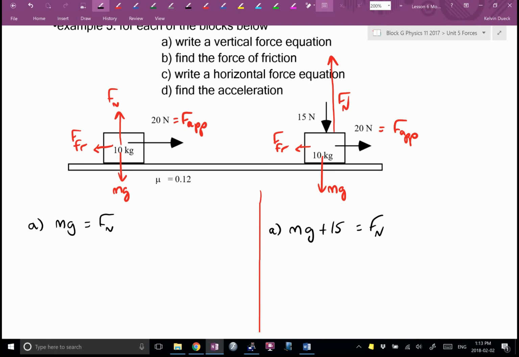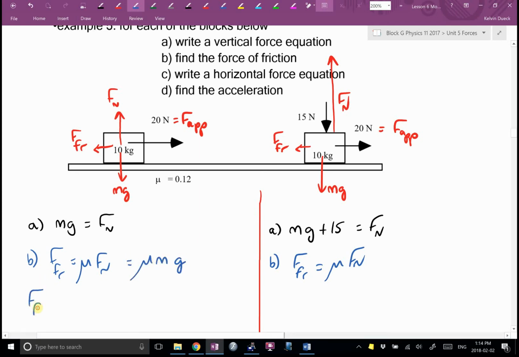Chloe, what does B want me to do? Tristan, friction is what times what? Times the normal force. I don't know the normal force, Chloe, but I'll write that down here. Look, I remember the force is the same size as the normal force. Here, what can I replace the normal force with? Good. So I'm going to go like this: mu mg. How big is friction?